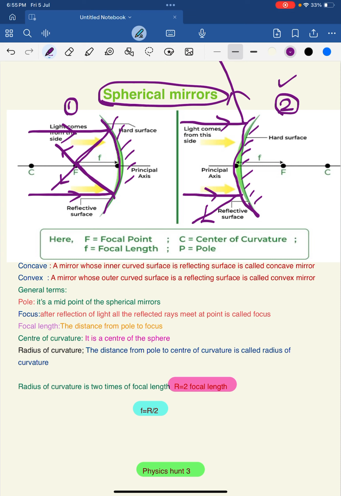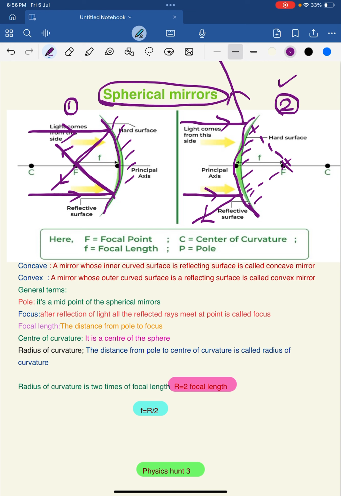this direction. So by seeing this, yes, we can understand after the reflection, the reflected rays are diverging, moving in different directions. But if you draw the imaginary lines of reflected rays in backward direction, these reflected rays coincide at the focus. Similarly, this one also coincides at the focus. So we can say that convex mirror is the diverging mirror. Concave mirror means convergent mirror. Convex means divergent mirror. Okay.